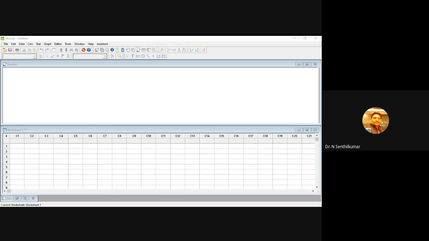I will be moving fast so that we can see an example in Minitab software. Sorry for this. So everyone will be seeing my screen. This is Minitab 18. You can download a 30 days free trial, and also you can purchase a licensed version also.